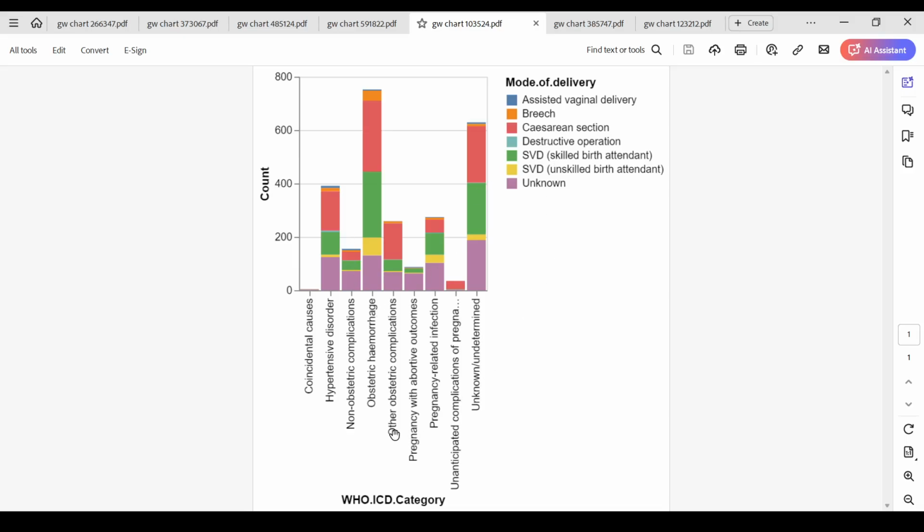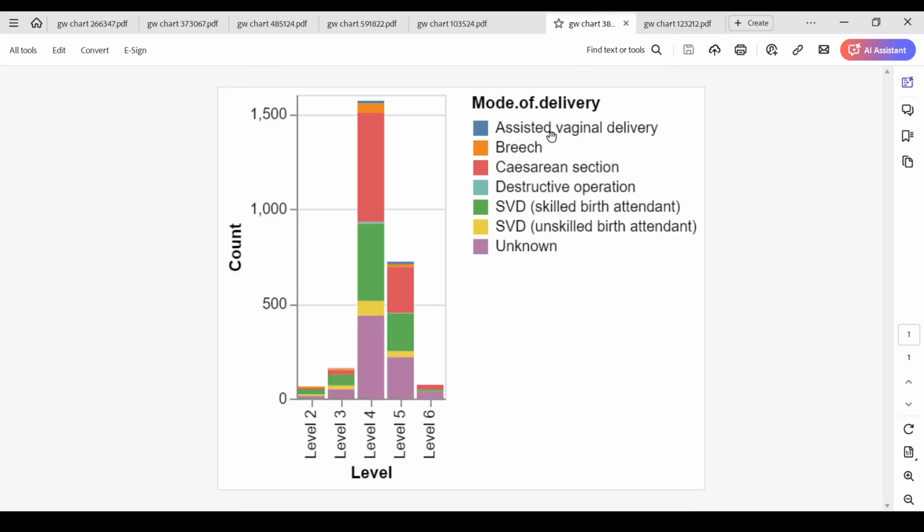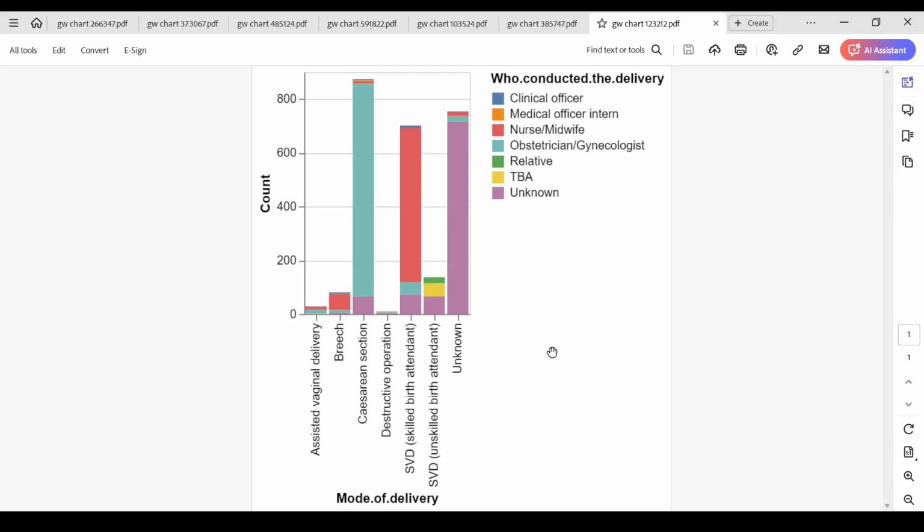Mode of delivery, in the classification of death, the cause of death, and the mode of delivery by hospital level, and who conducted the delivery by the mode of delivery.